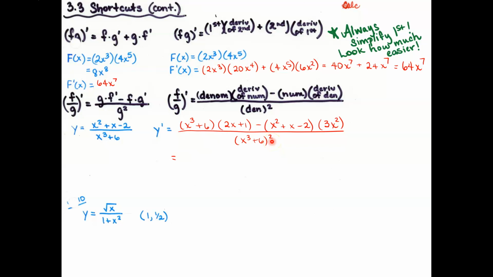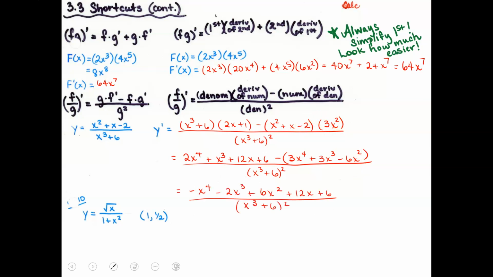All right, so let's combine anything we can. These first two terms here we're going to FOIL. And so we'll have x cubed times 2x is 2x to the fourth. X cubed times 1. 6 times 2x is 12x, and 6 times 1 is 6. And then here, if we distribute, we're going to have 3x squared times x squared is 3x to the fourth. 3x squared times x is 3x cubed, and 3x squared times negative 2 is negative 6x squared.